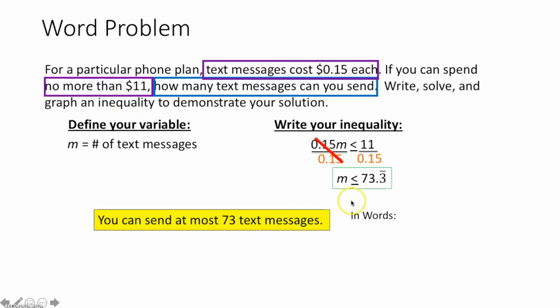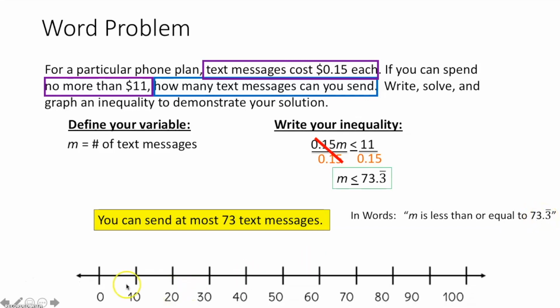Now we need to graph this inequality as well. So in words, this is M has to be less than or equal to 73.3 repeating, or 73 and a third. So I go on my number line now, and I first decide, am I going to put an open or a closed circle at 73 and a third? Since there's an equal sign underneath, I'm going to put a closed circle there. And am I going to shade to the left or the right? Well, since it's M has to be less than or equal to 73 and a third, I have all the numbers less than 73 and a third that I need to shade in. So that would be 70, 60, 50, 40, and everything in between. So I'm going to shade to the left.